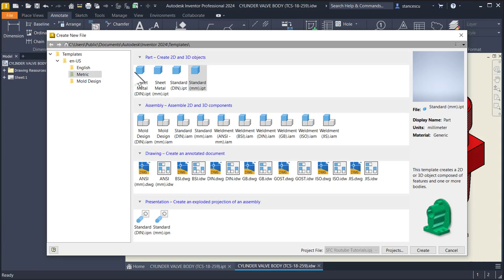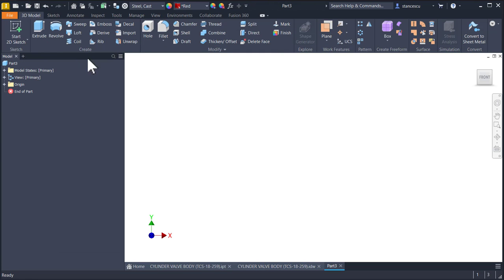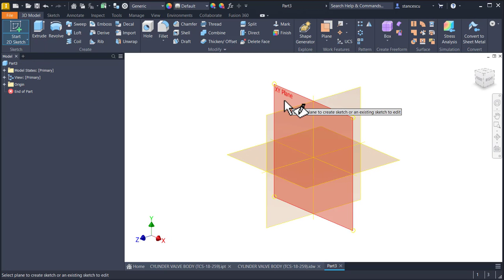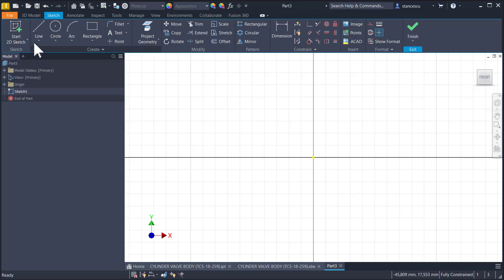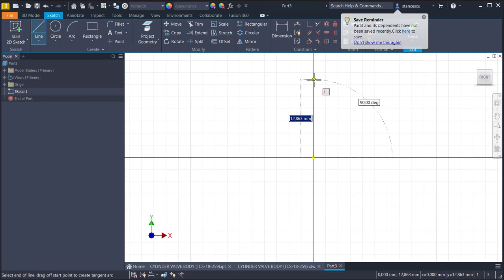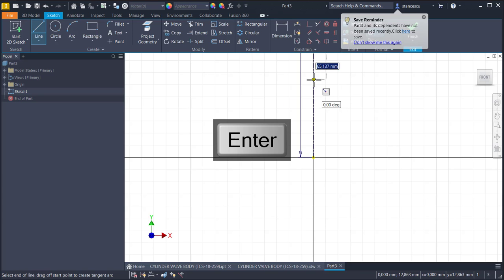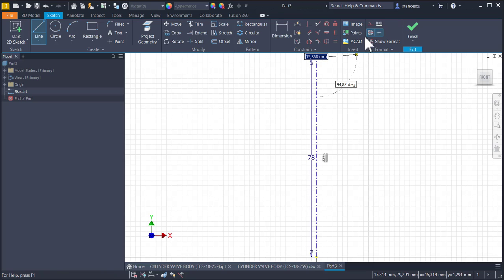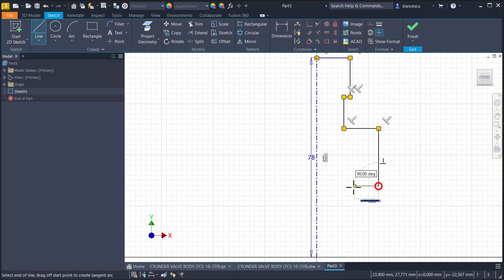New standard millimeters IPT. Sketch. The sketch is XY plane. We draw a vertical line, center line, with the length of 78. Then we go back to normal lines and we draw a contour. My friends, a lot of trouble is here. Not a lot of trouble.